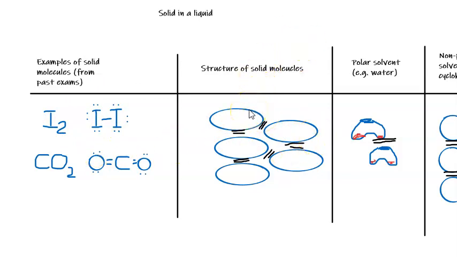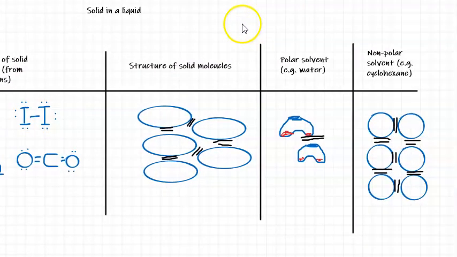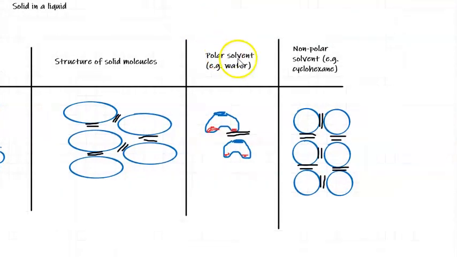The questions that have been asked in the past are whether iodine or carbon dioxide would dissolve in a polar solvent. Solvent is the term used for the liquid that something is being dissolved into. We've got the solute, which is the thing that is being dissolved in something else, and the solvent, which is what that substance is being dissolved into. So the question might be, would a non-polar molecule dissolve in water or a non-polar solvent, such as cyclohexane? Would these non-polar molecules dissolve in them?